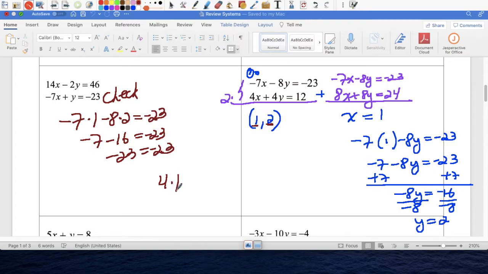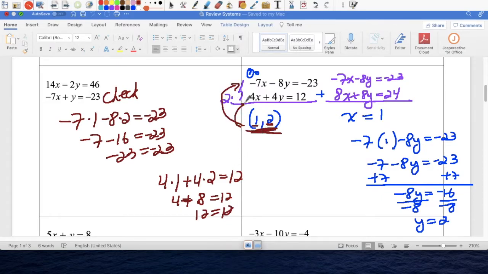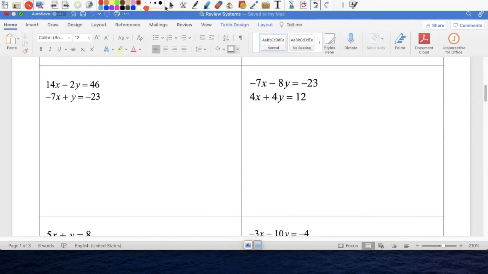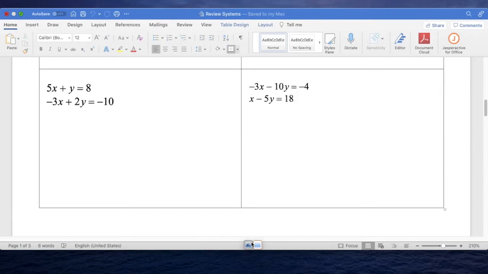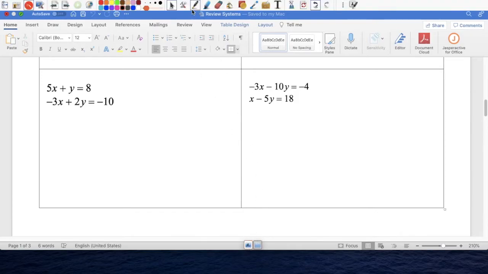For equation 2, we got 4x plus 4y equals 12. So 4 times 1 plus 4 times 2 equals 12. And that definitely equals 12, right? So this point exists in this line and in this line, right? It's that intersection right there. Okay. All right, so not too difficult.